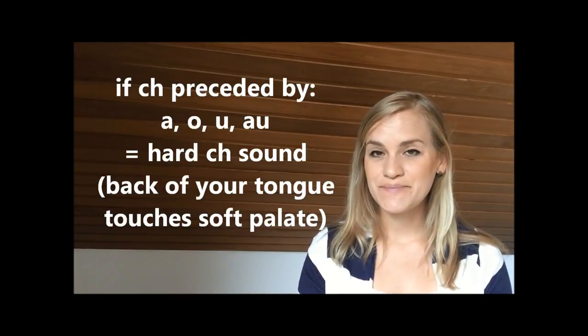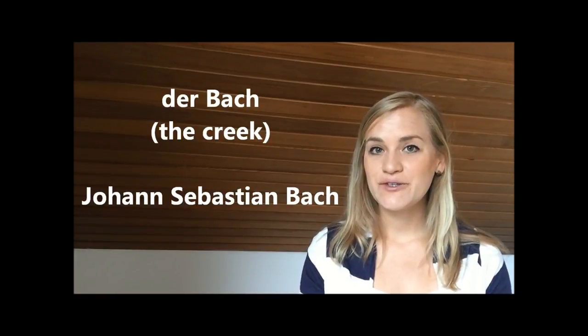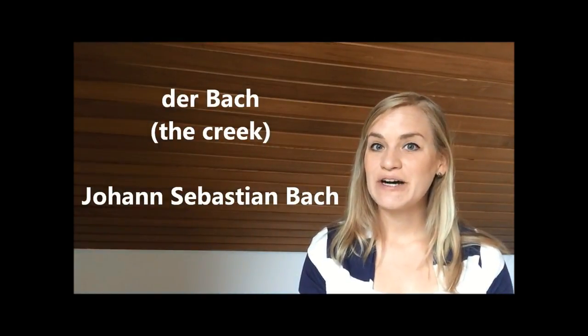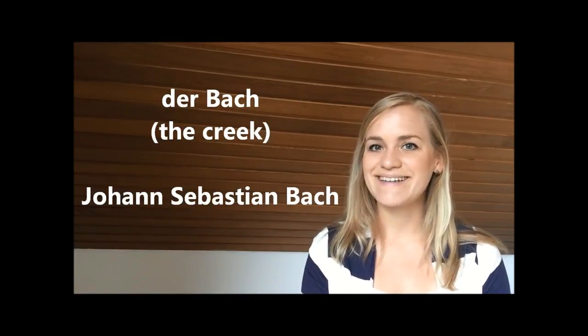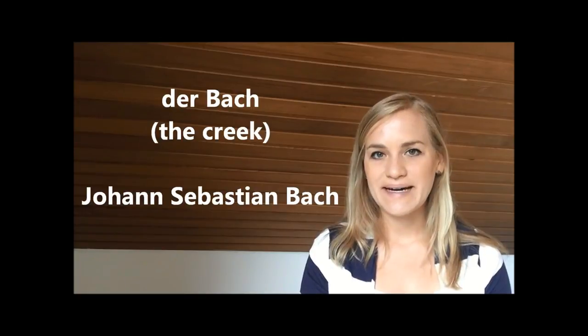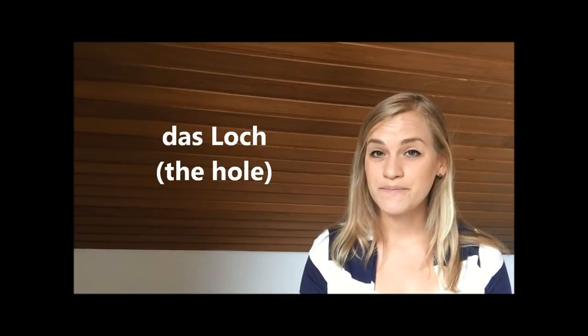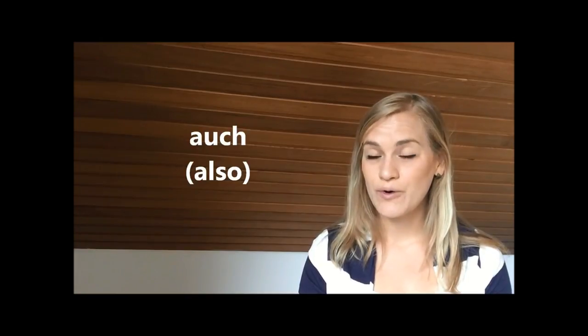And I'll give you a couple of examples. Der Bach. So some of you know the composer Johann Sebastian Bach. So now you know how to pronounce his last name. Maybe you knew before, but anyway, now you know that there's a rule behind the ch sound in Bach, okay? So, der Bach. Then we have das Loch. Der Kuchen. Or we have auch. All right? Okay, so you can practice with those words for now.